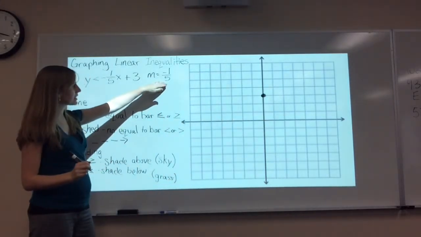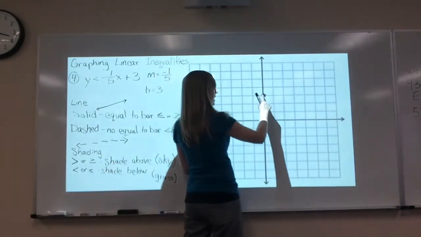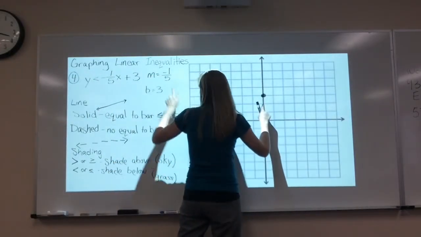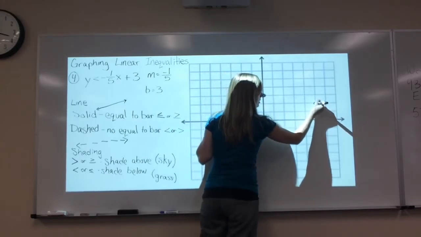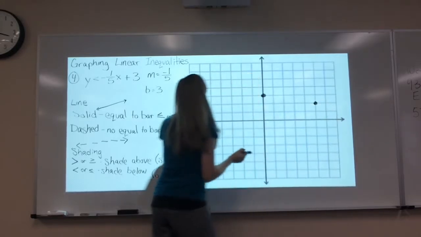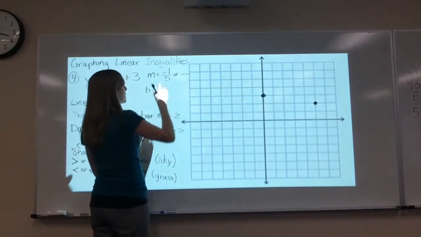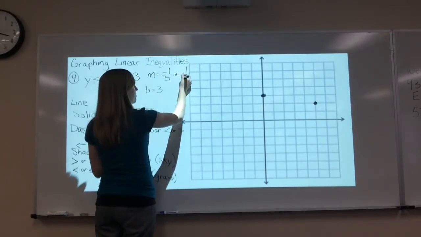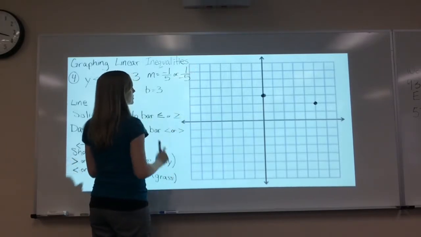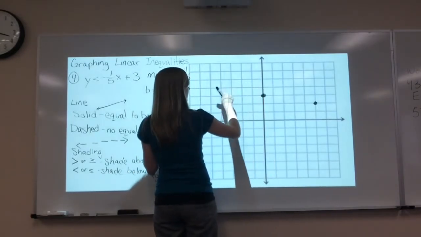After that, I graph my slope, negative 1 over positive 5. So negative 1 means I go down 1. Positive 5 means to the right 5, and put a point. Okay? Also, I can do the opposite. Instead of negative 1, make it positive 1. Instead of positive 5, make it negative 5. So that means I will go up 1, to the left 5.